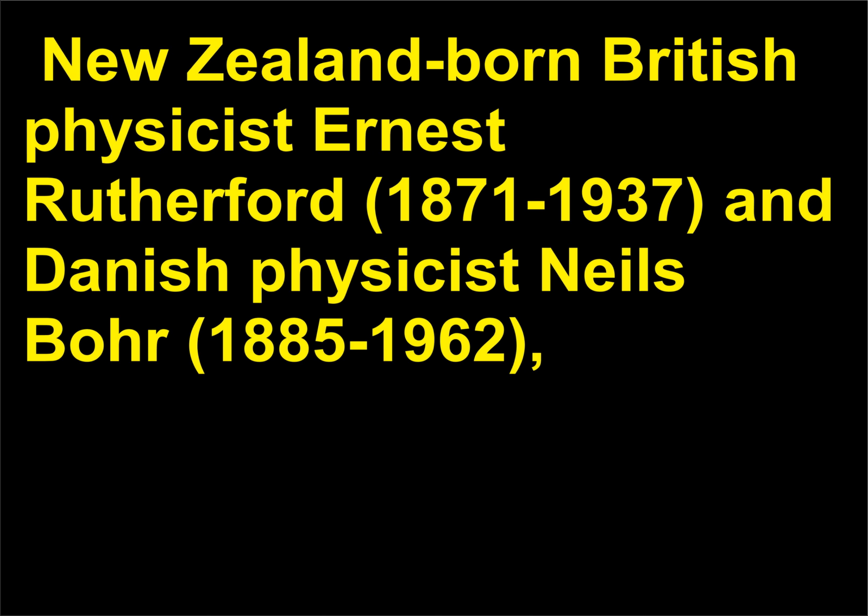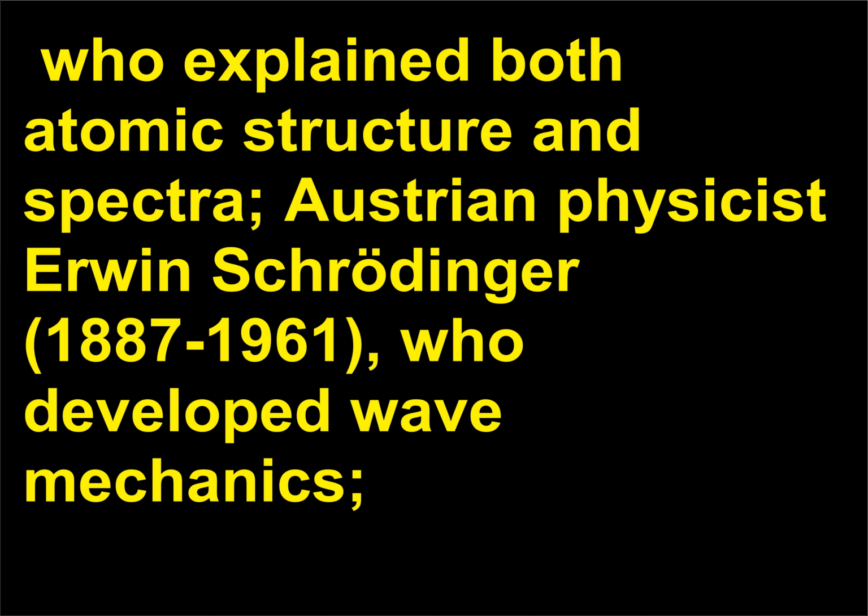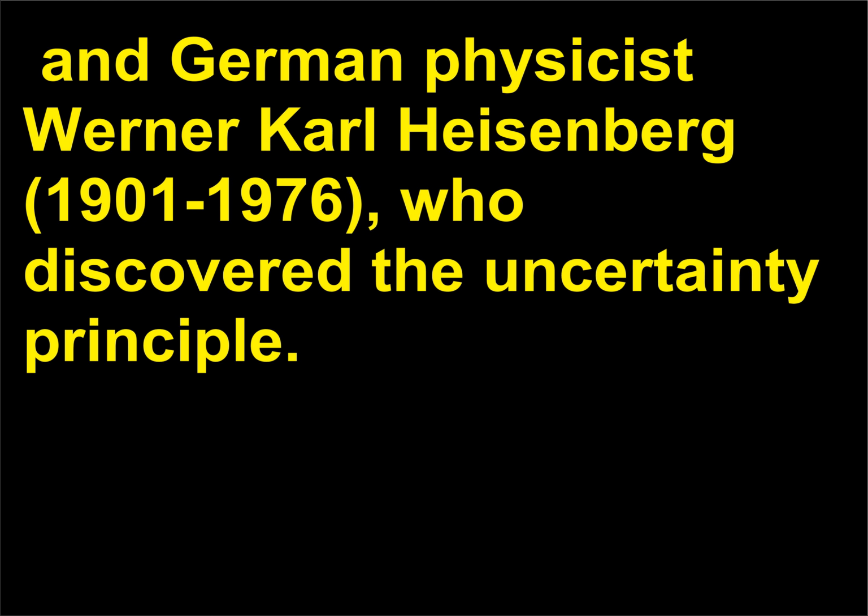New Zealand-born British physicist Ernest Rutherford, 1871 to 1937, and Danish physicist Niels Bohr, 1885 to 1962, explained both atomic structure and spectra. Austrian physicist Erwin Schrödinger, 1887 to 1961, developed wave mechanics, and German physicist Werner Karl Heisenberg, 1901 to 1976, discovered the uncertainty principle.